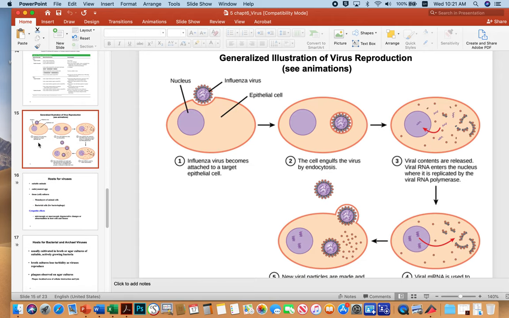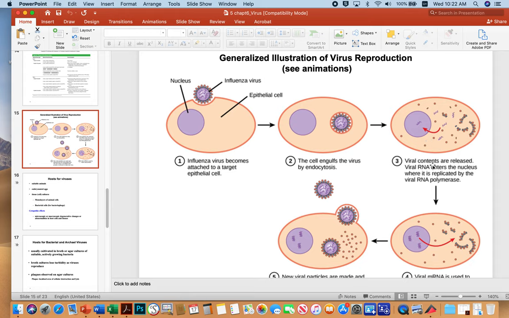So here's a generalized illustration of virus reproduction, and in the next lecture where I talk more about SARS-CoV-2 specifically, I'll show you a more detailed look at this. But this generalized illustration just shows you influenza virus binding to a host cell. Here's the nucleus. And so the virus comes in a vesicle, will uncoat and inject its genetic information into the cytoplasm that you see here. The genetic information can move into the host nucleus where it's further replicated, and eventually the messenger RNA fragments can come back out and encode or be translated into proteins.